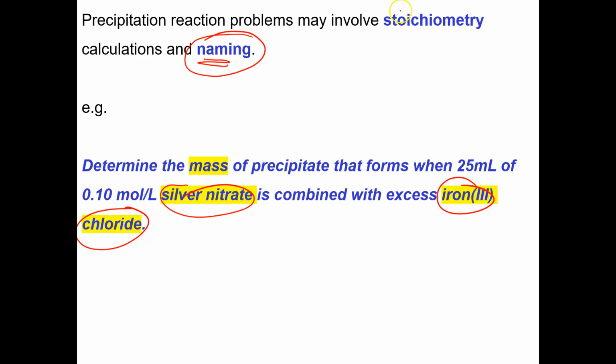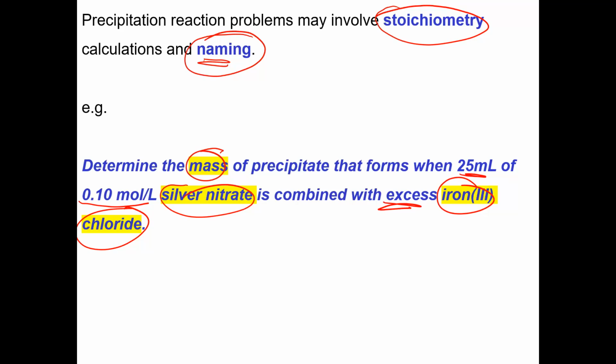The other thing we might do is introduce concepts of stoichiometry, that is, calculations involving the amounts of things. So a classic example would be something like this. It says determine the mass, there's the stoichiometry bit, of precipitate that forms when 25 milliliters of a 0.1 mole per liter solution of silver nitrate is combined with excess iron 3 chloride. So excess just means that you have more than what could ever possibly react. So this is kind of a challenging problem.